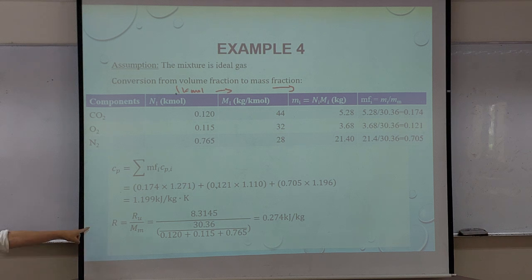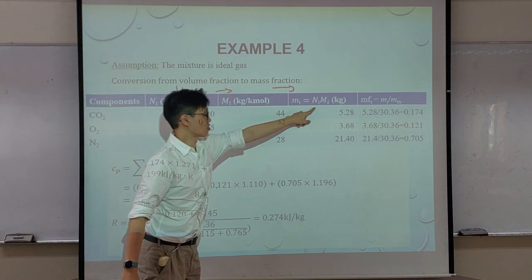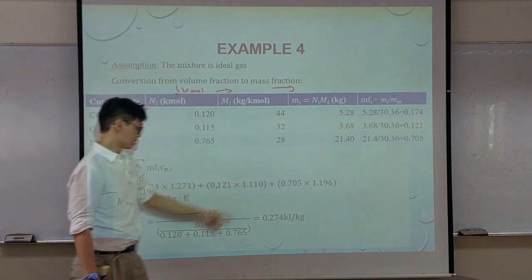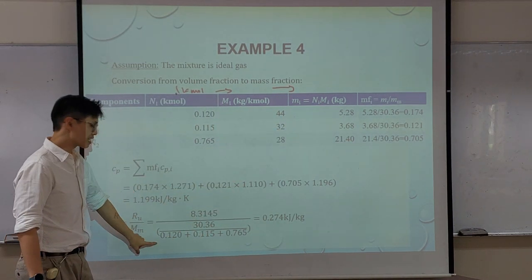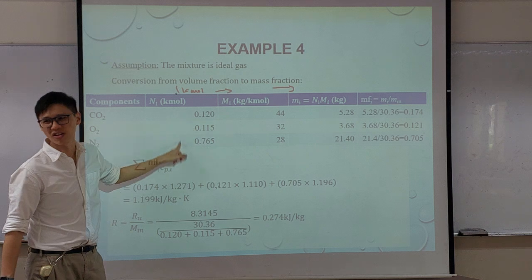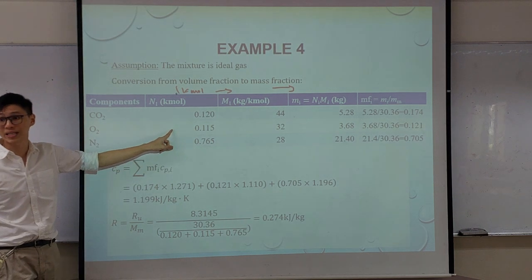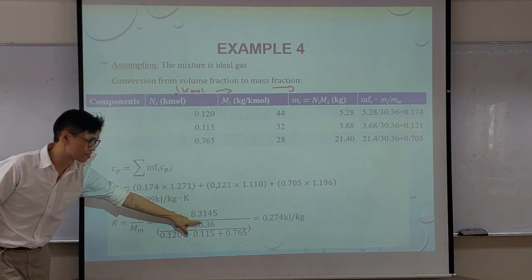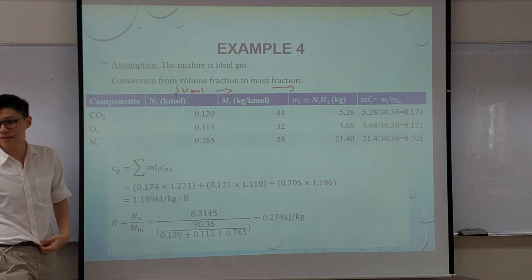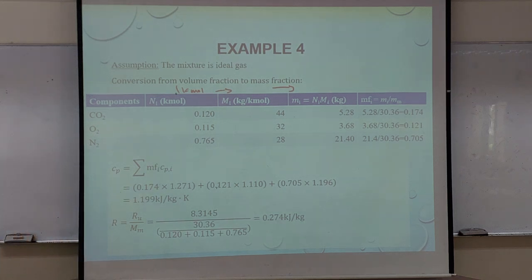So R will be the universal gas constant divided by the molar mass. You can use this as the total mass, so total this out, which is this value. And the bottom one, this one is actually extra. This is just 1 kilomole because we did the whole thing based on 1 kilomole. So actually it's just 30.3601. Okay, so that is the molar mass. Then you get the gas constant.